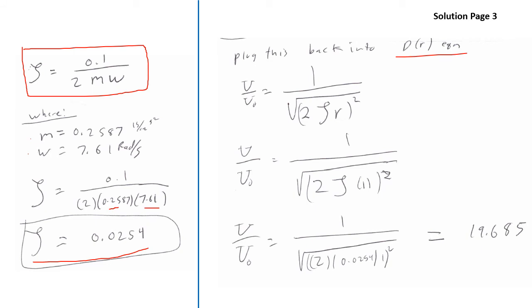So U over U naught is equal to 1 over the square root of 2 times the zeta term times R squared. Well, this is a 1 value there, and now I have a numeric value of 0.0254 for that there. So U over U naught is equal to 1 over now the square root of 2 times, put my 1 in there, squared there, plug in now here for my zeta term right there, and I have 1 over the square root of 2 times 0.0254 times 1, quantity squared. So my U over my U naught then becomes 19.685.